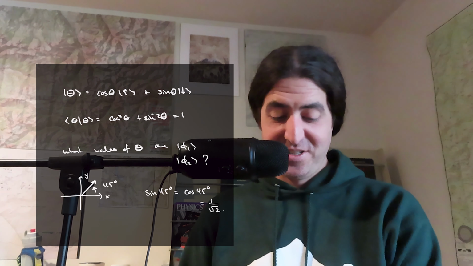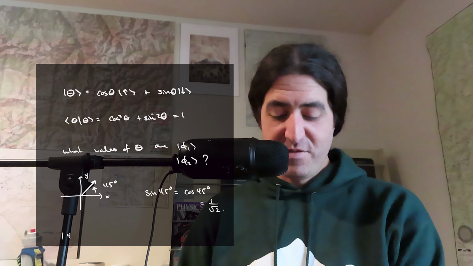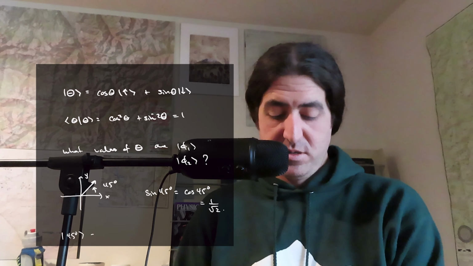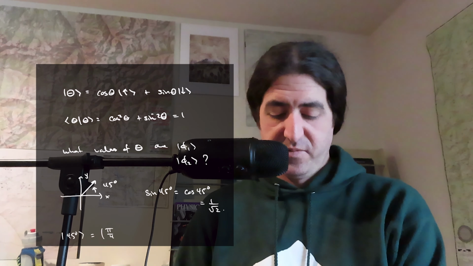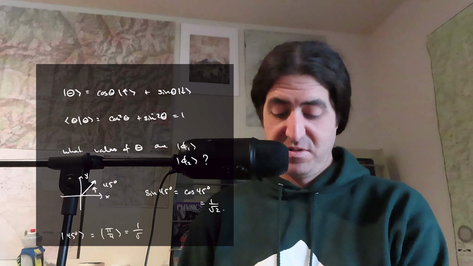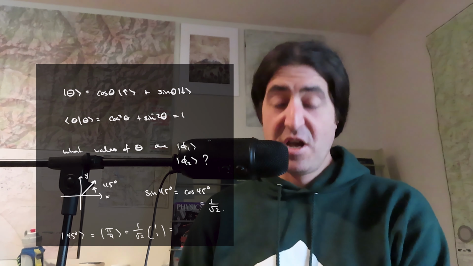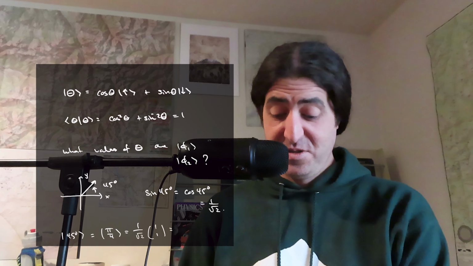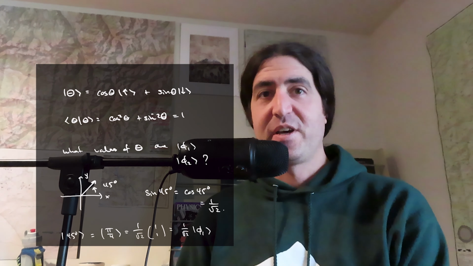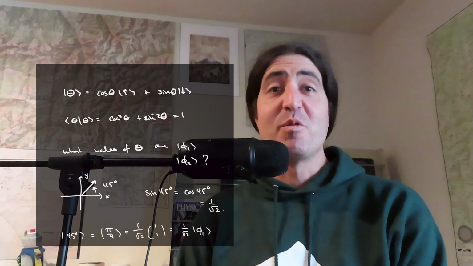So, in other words, theta of 45 degrees, which, if you like, is pi over 4, is equal to 1 over the square root of 2 times (1, 1), which, if you like, is equal to phi 1. Okay, easy. Now, let's do phi 2.